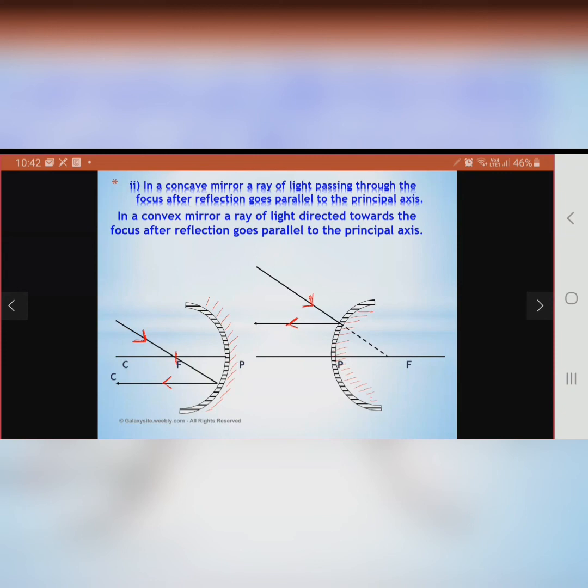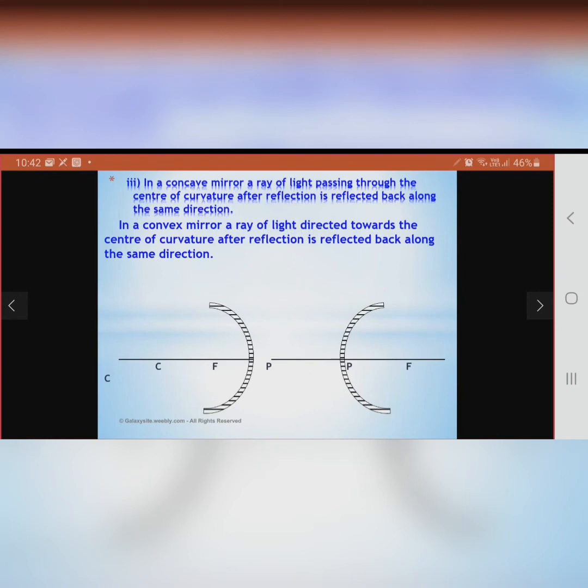Now we come on to the third rule. Again, this is concave and this is our convex. The third rule is very simple, very easy to visualize. Any ray which is passing through the center of curvature. I just told you, any ray which passes through center of curvature, at what angle is it going to hit the mirror?